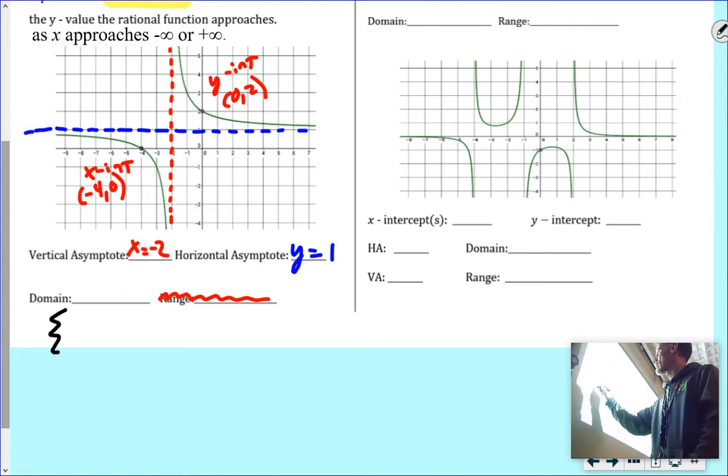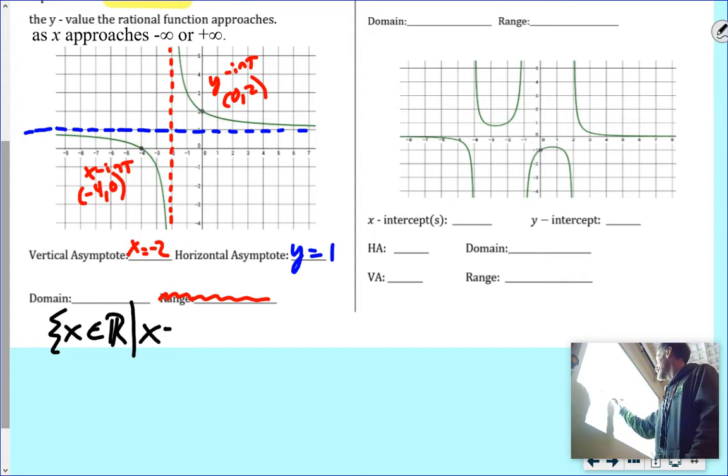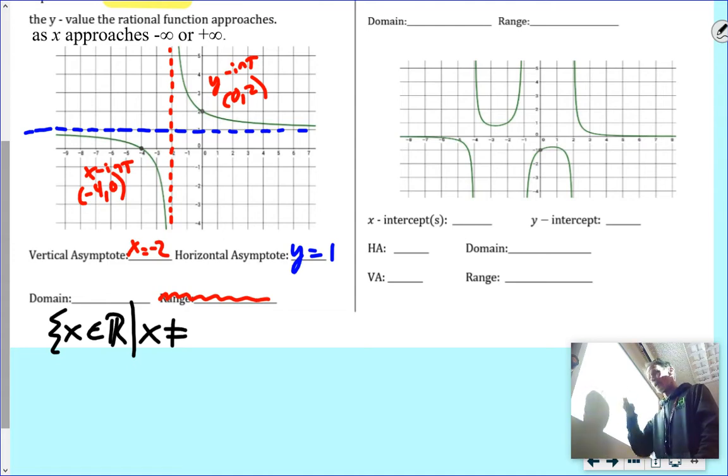If you do set notation, which is actually probably the more common with these kind of functions, we're going to do x as an element of real numbers such that, always starts the same, x is not equal to, just equal with a line through it, and then again, whatever your VA is, so -2. And that is a perfectly acceptable way to write the domain.